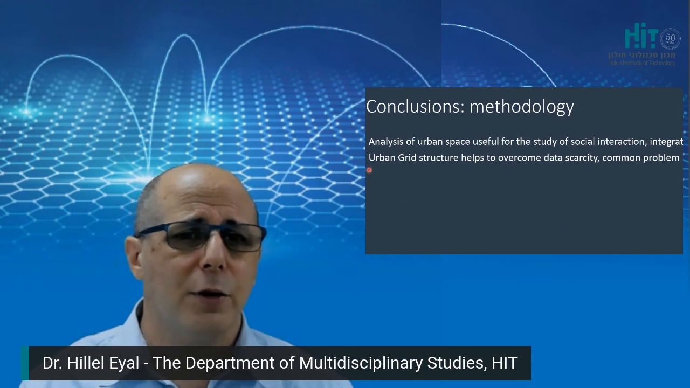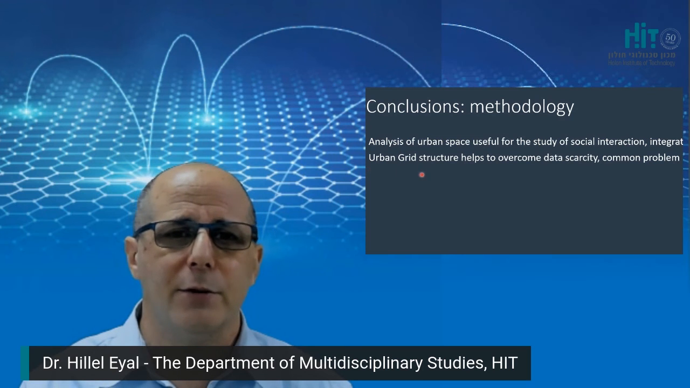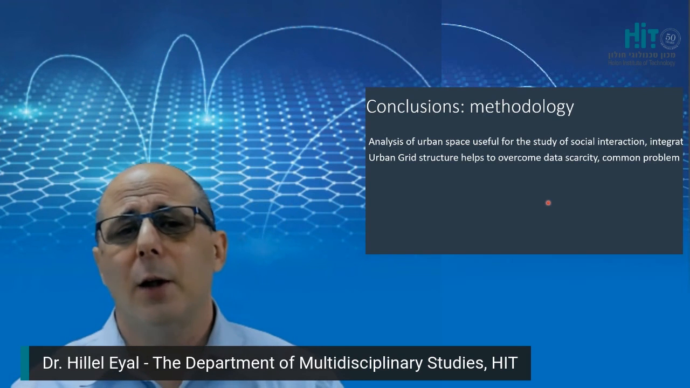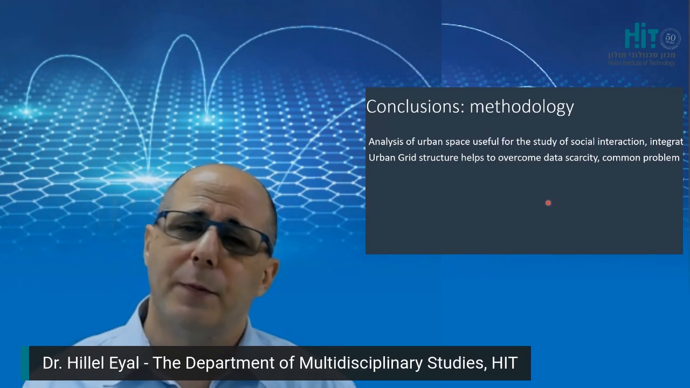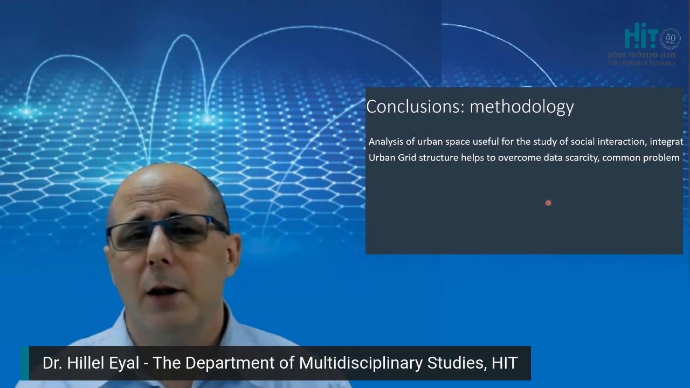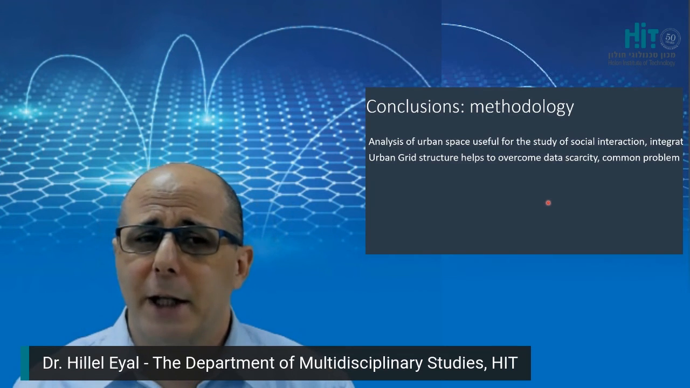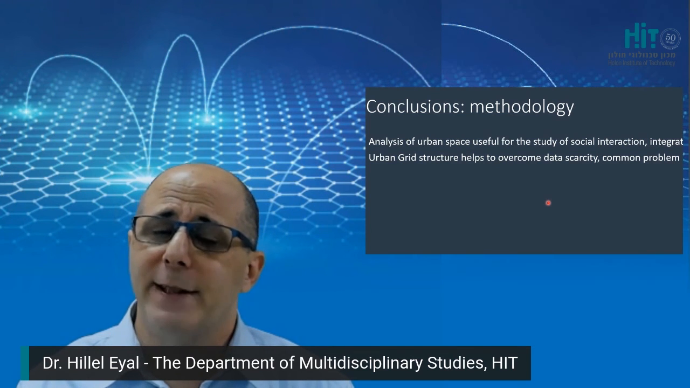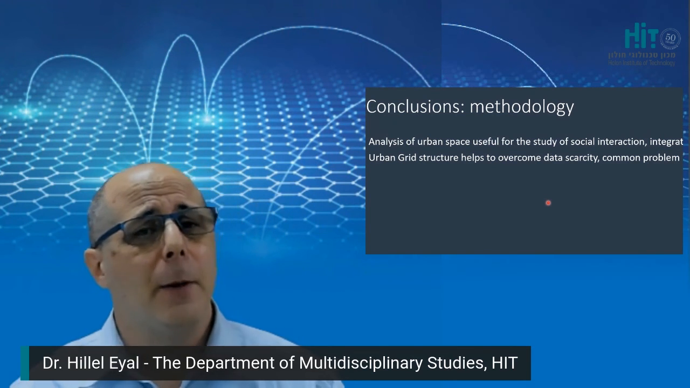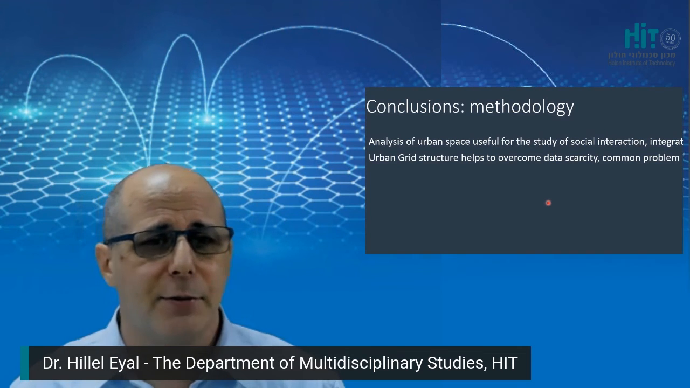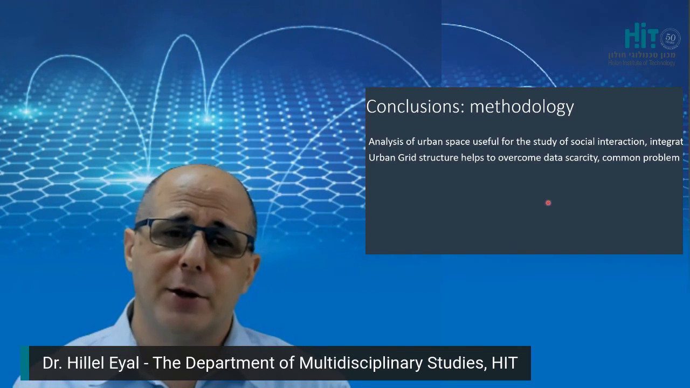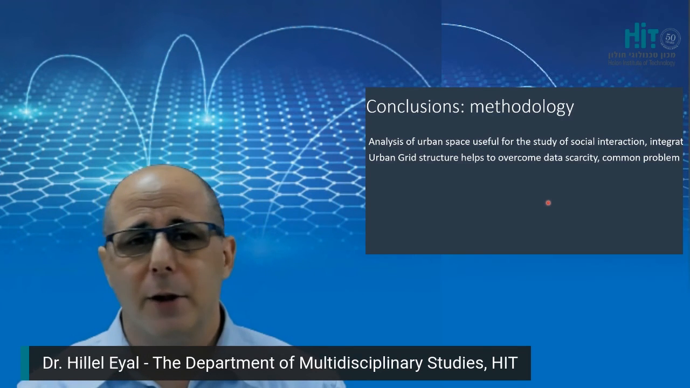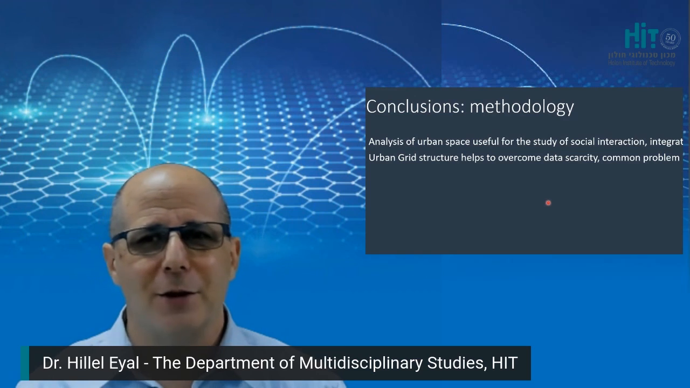The second conclusion, following the first one, is that the urban grid structure helps to overcome, at least when we are talking about history, problems like data scarcity, which is quite common in history. But in any case, it also makes it possible to examine historical questions, mainly in urban history, using the grid structure as the basis for analysis. And with that, I will conclude. Thank you very much.